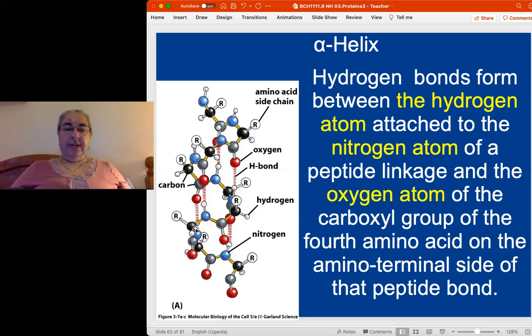The other thing to notice is that the hydrogen bonds are parallel to the direction of the helix. They're not going across the direction of the helix, they're going up and down the helix, stabilizing that helix in its folded shape.